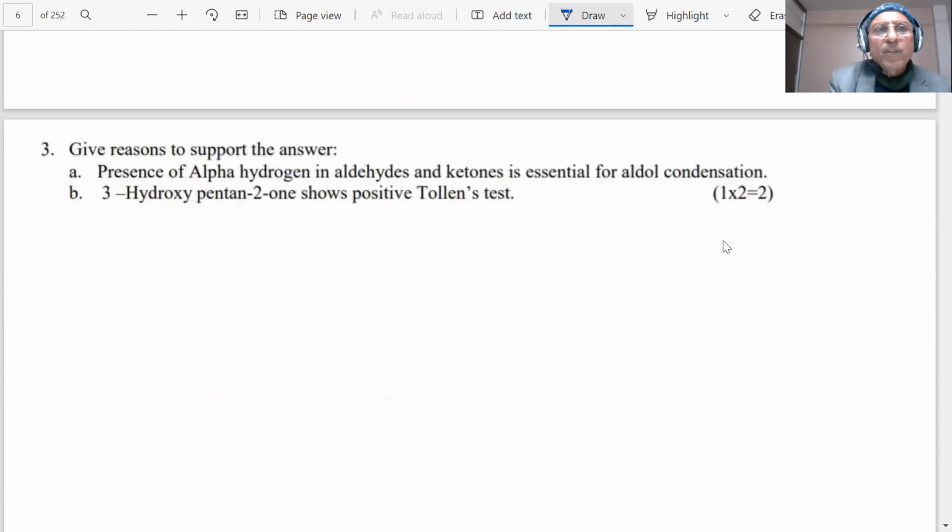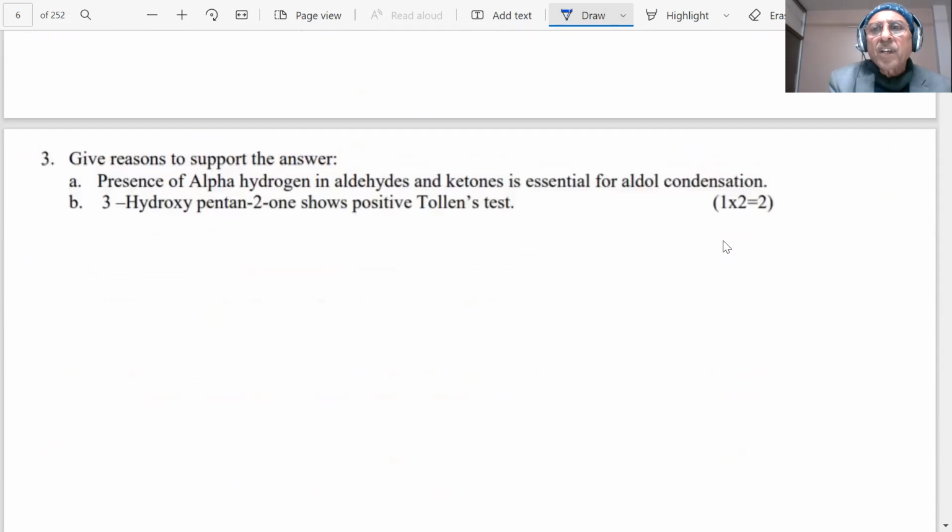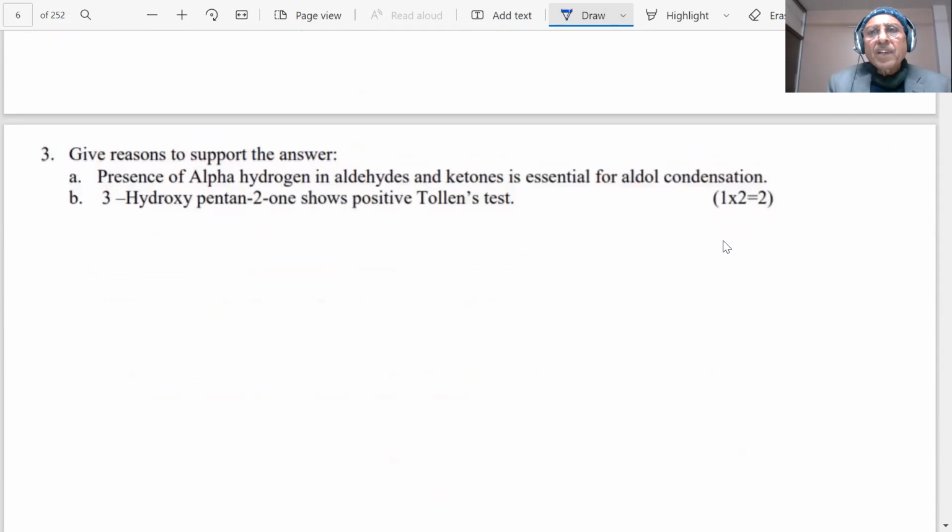Okay, I'm moving to the third question in section A, students. What is the third question? It says give reasons. Read the questions very carefully. Reasons, students. We have to write the reason for the presence of alpha hydrogen in aldehydes and ketones. What is an alpha hydrogen?